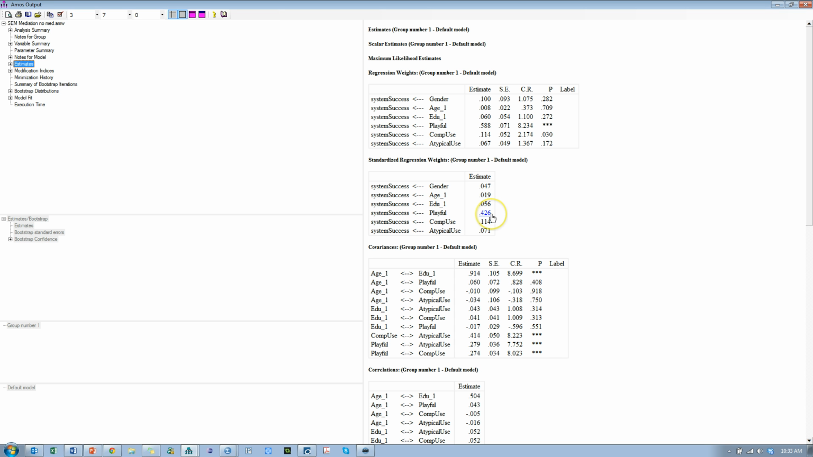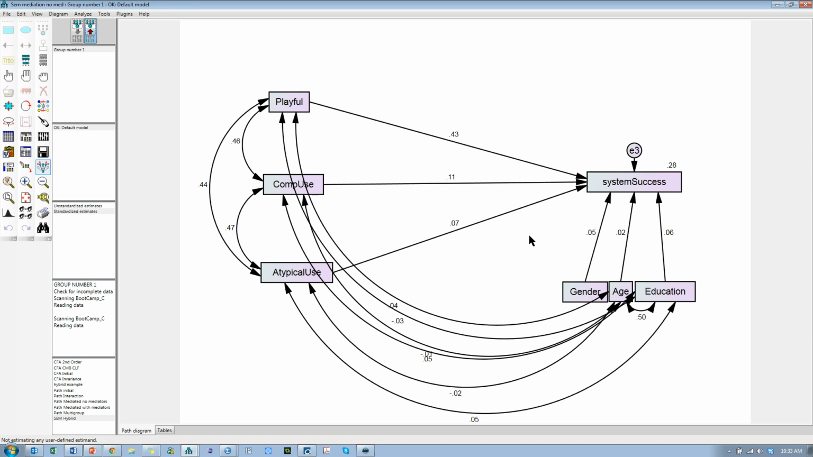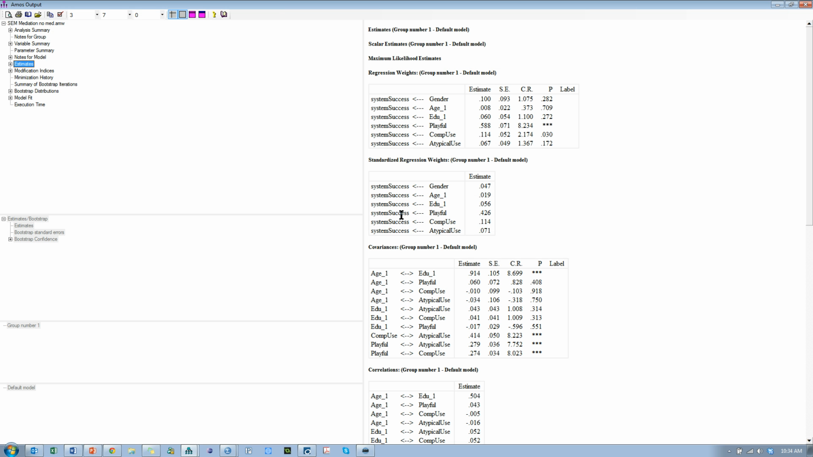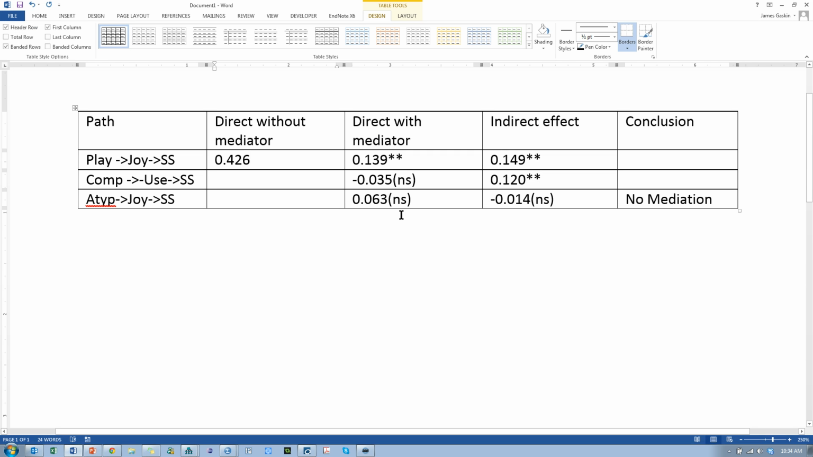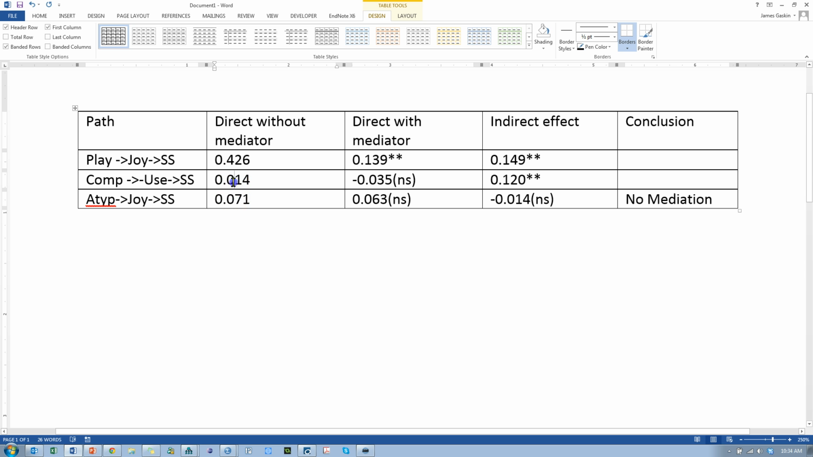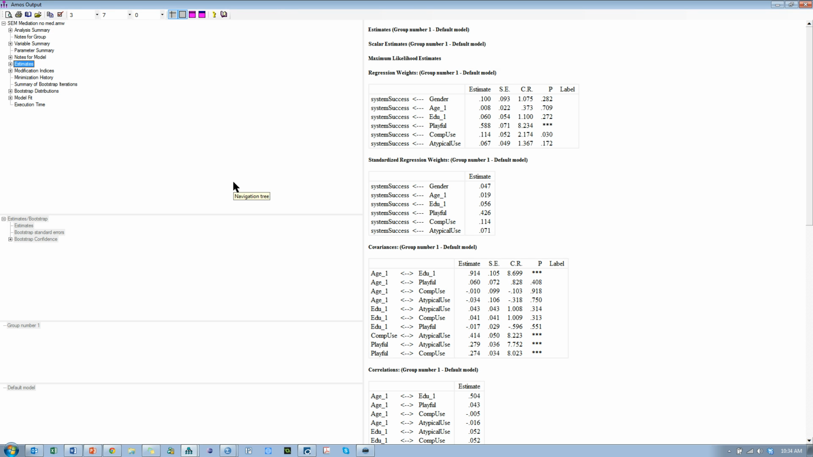Here we go. From play is 0.426, 0.114, 0.071. Is that the right order? 0.426, was it? Yeah. And 0.114, 0.071. And are they significant? Yes, yes, no. Three stars, one star, no star.